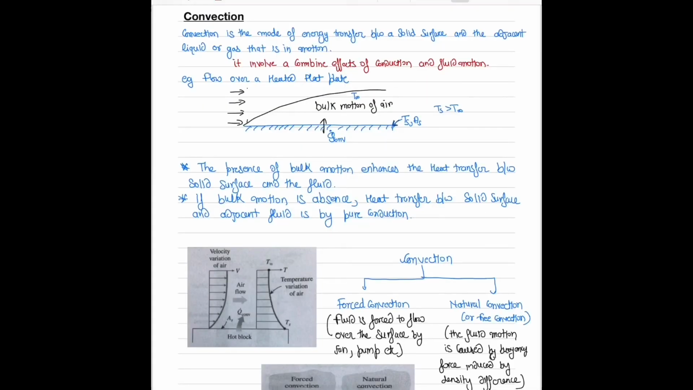Now let us discuss the second mode of heat transfer, that is convection. Convection is a mode of energy transfer between a solid surface and the adjacent liquid or gas that is in motion. It involves a combined effect of conduction and fluid motion. For example, the flow over a heated flat plate.